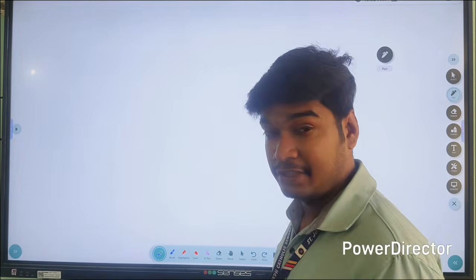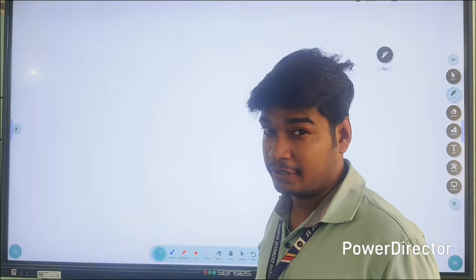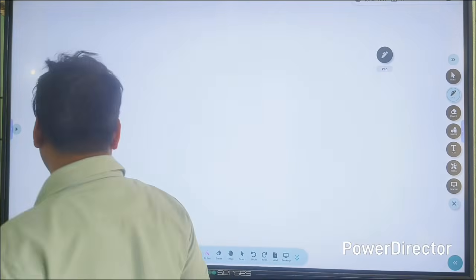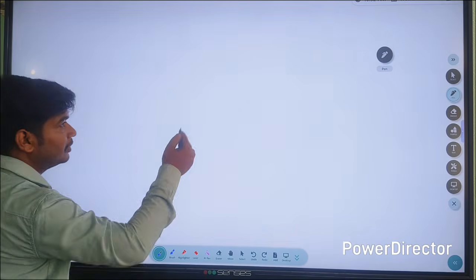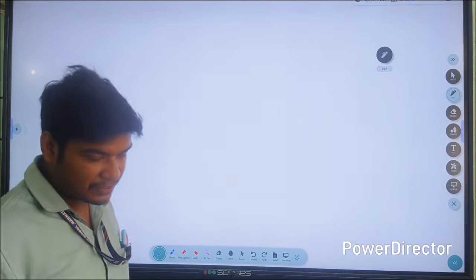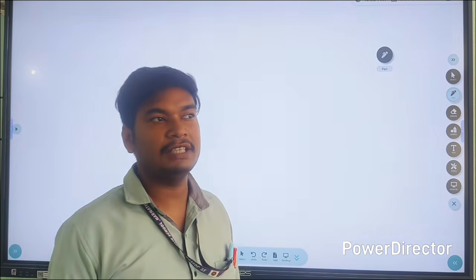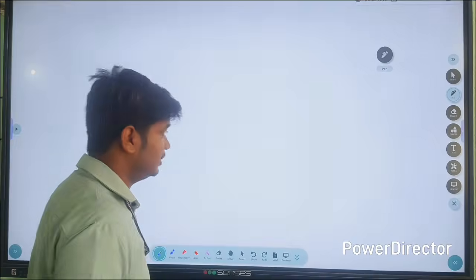So let's start the revision from chapter 2, because chapter 1 is already revised. In chapter 1, we have already revised what is chemistry. In chapter 2, we are going to revise the difference between physical and chemical change. First of all, we need to know what is physical change and what is chemical change.